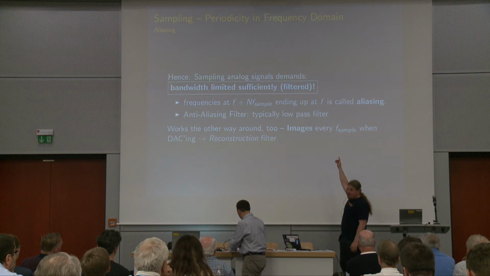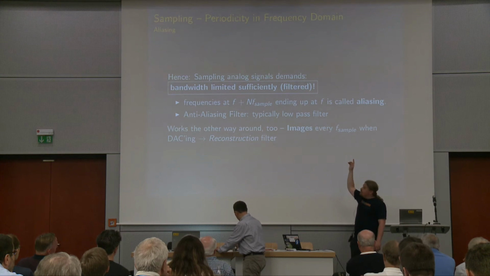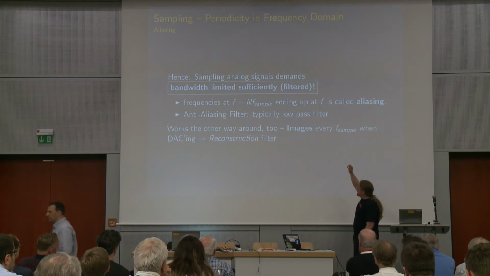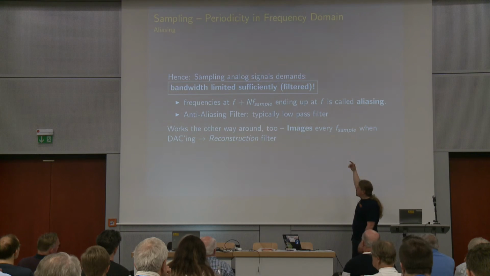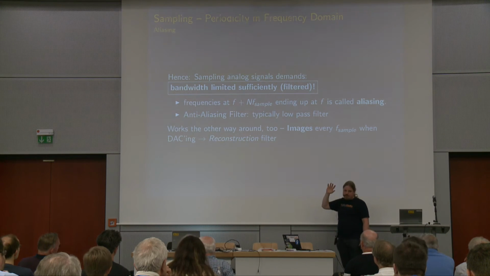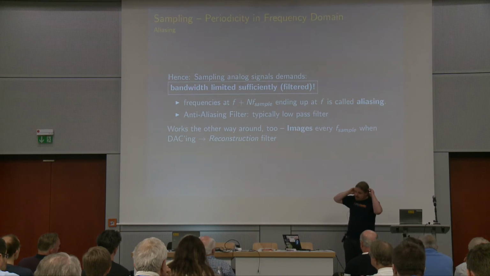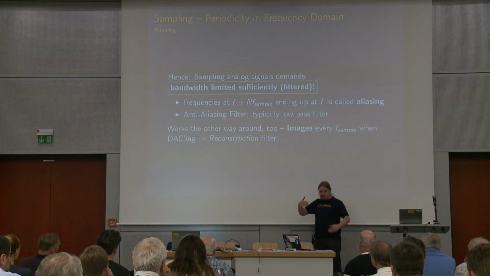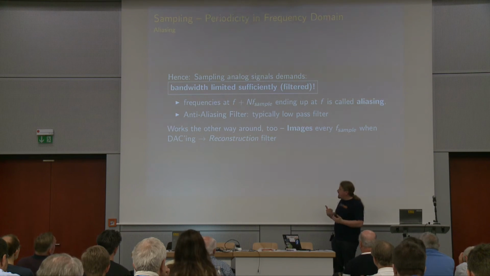So the fact that our cosine pi 1x ends up at the same frequency as our cosine 7x is called aliasing. It's basically the fact that the spectrum is periodic leads to all the signals that have a frequency plus a multiple of the sampling rate ending up at the same place.